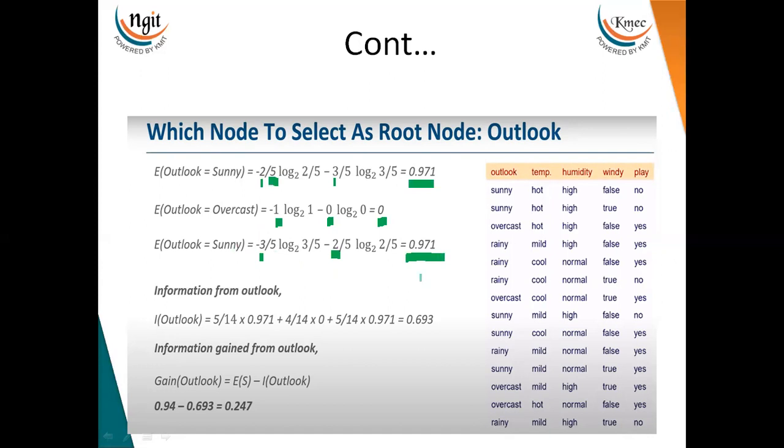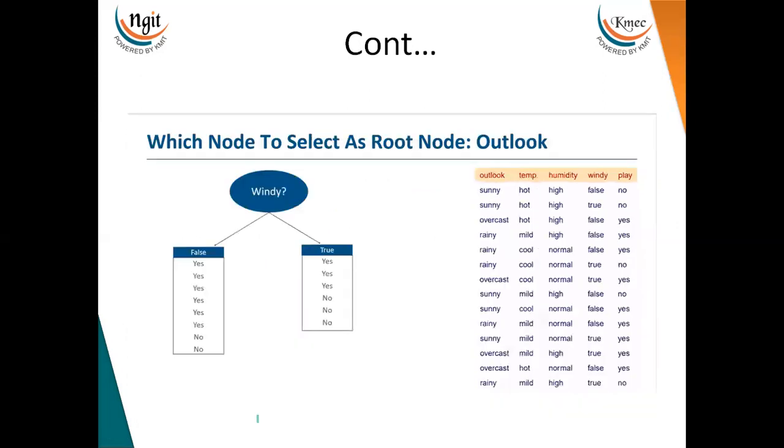Now I should find out the weighted average. It is 5 by 14, because there are 5 sunny values, again 5 rainy values, and 4 overcast. So I will get the weighted average as 0.693. Now this should be subtracted from the entropy of the whole data set, and finally I will get the information gain as 0.247. So 0.247 was the information gain for Outlook.